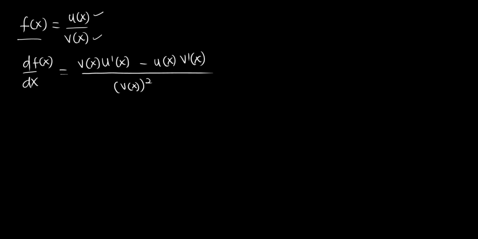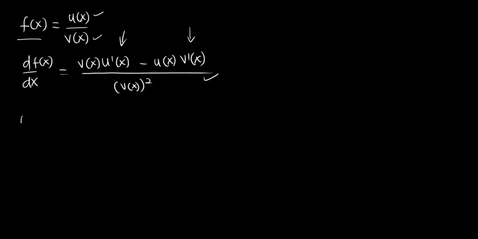Then in that case, if you are asked to find the derivative of f of x, that's going to be v of x multiplying u prime of x minus u of x multiplying v prime of x, divided by v of x squared. Mind you that this u prime of x and v prime of x are just the first derivatives of the functions. So if you have any quotient function and you are asked to find its derivative, this is the expression that you are going to use. So let's take an example.